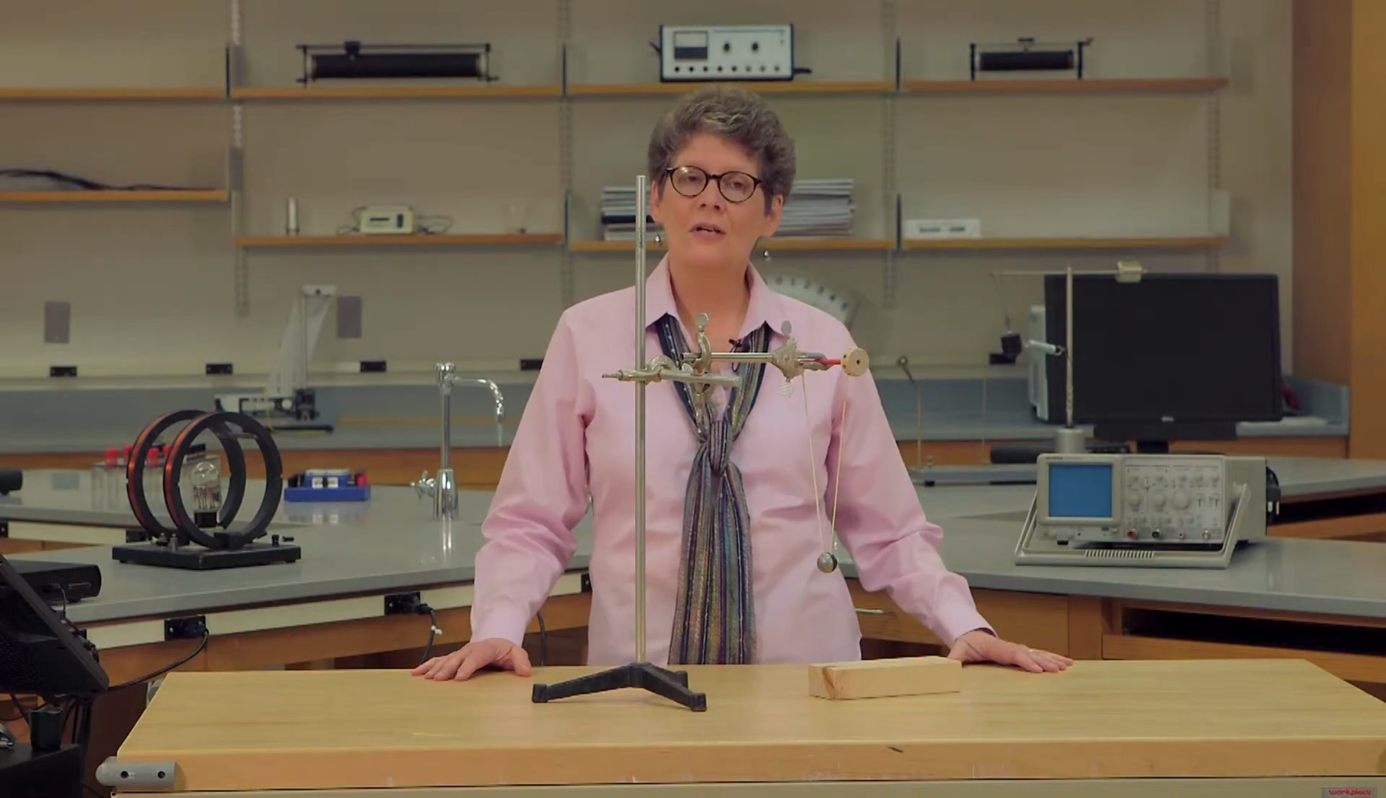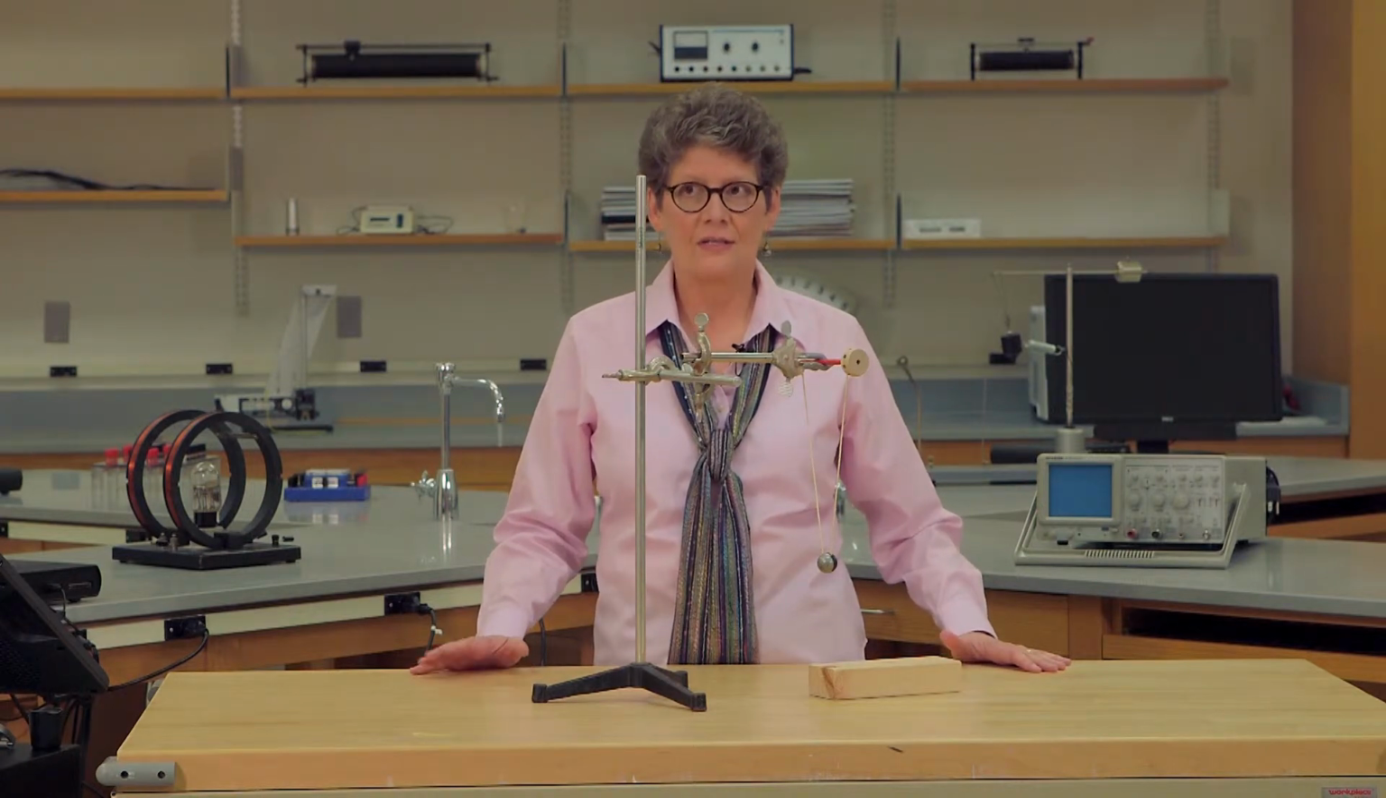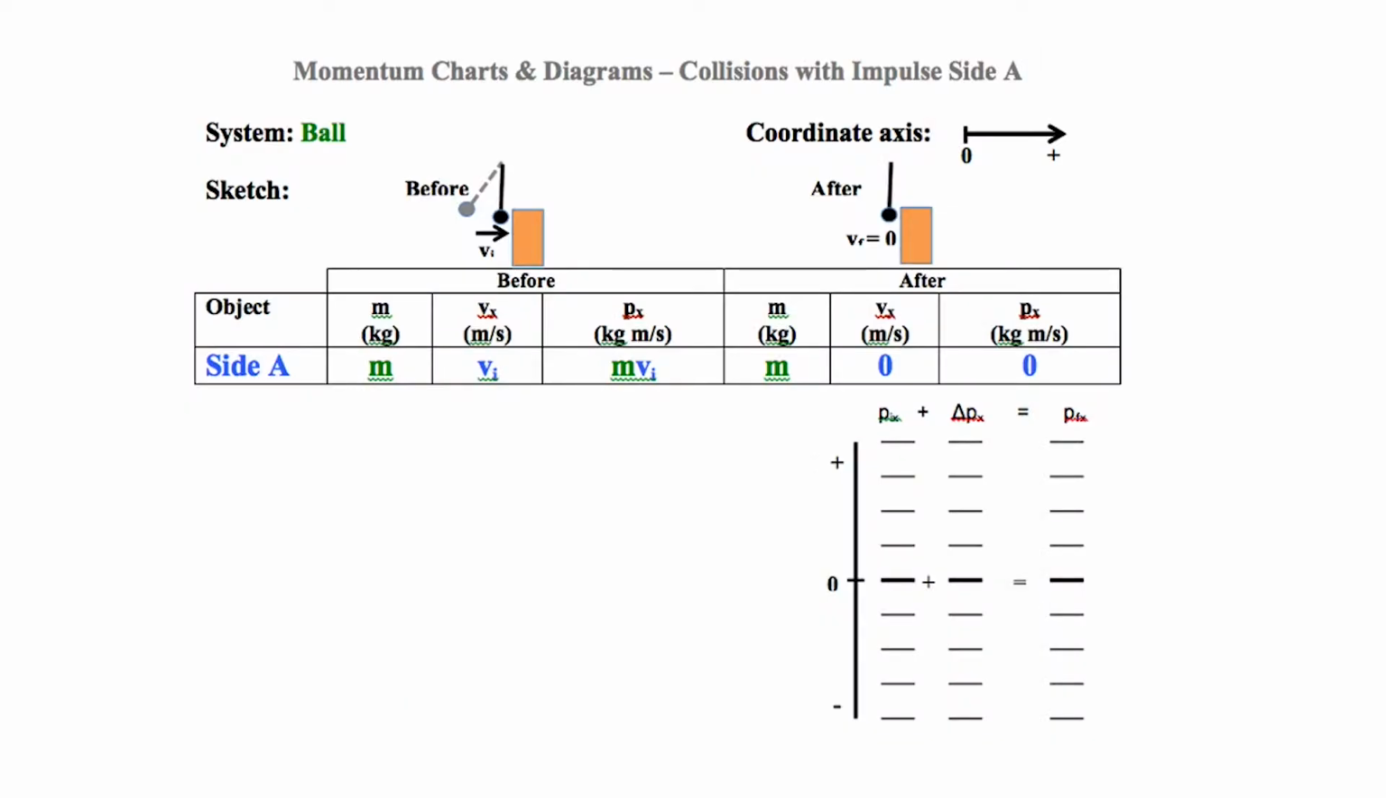I like to use an organizing table for my variables and a momentum bar chart to see what's happening. Let's look at side A, the non-bouncy side, first. So as you can see, we've got a chart set up. I've identified our system as the ball because we have a very complicated arrangement. We've got the ball, the string, the block, the table. Friction is present between the block and the table.